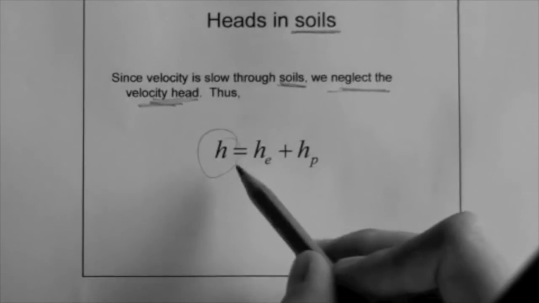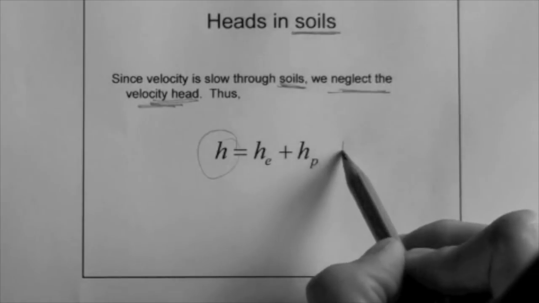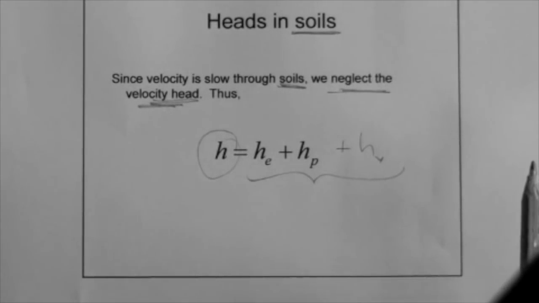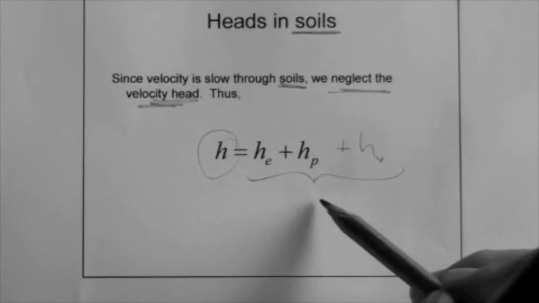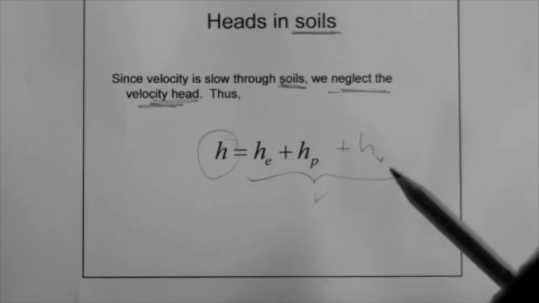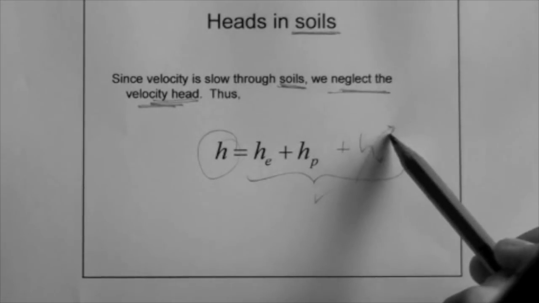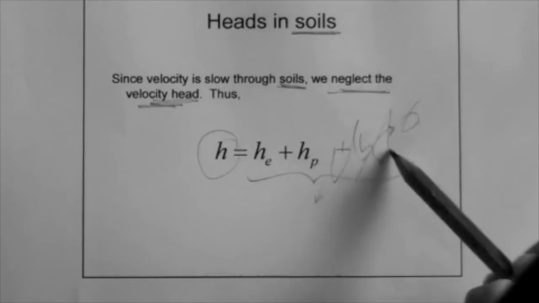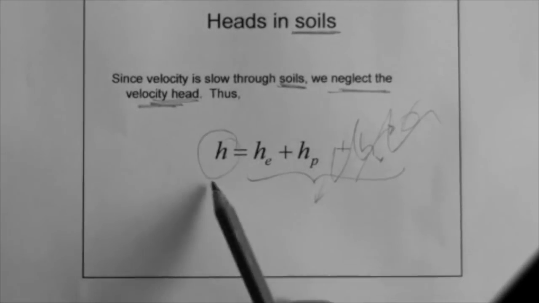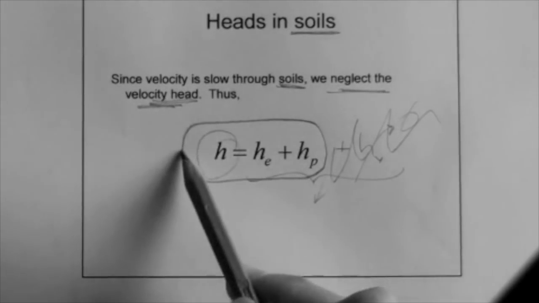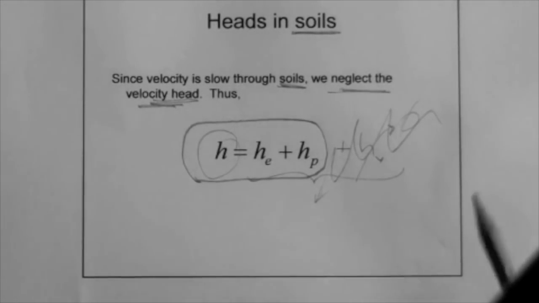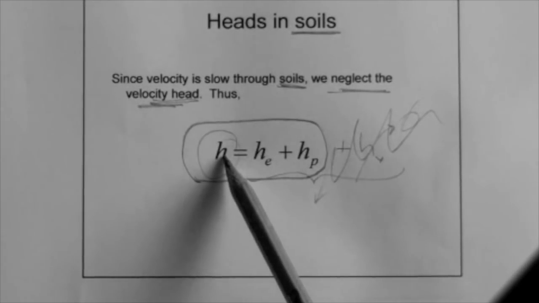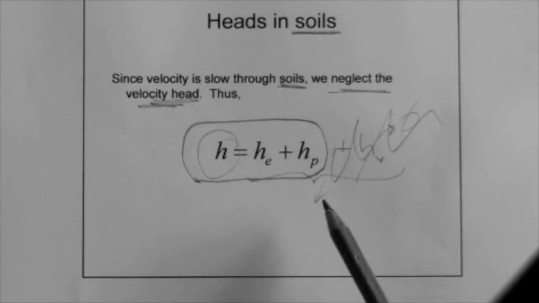So instead of having total head equal elevation head plus pressure head plus velocity head, which is the truth, okay? This is what is the true physics. We say, look, the velocity head is so low compared to these other two that we're going to say it's zero. So we just basically neglect it. And we are left with a simplification of the equation. Okay? So from now on, the total head is going to be the elevation head plus the pressure head.